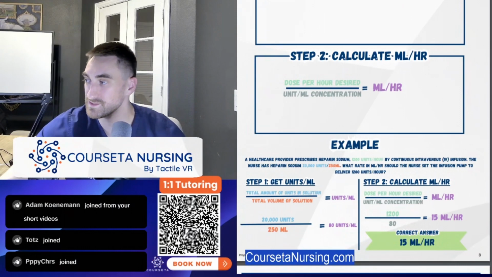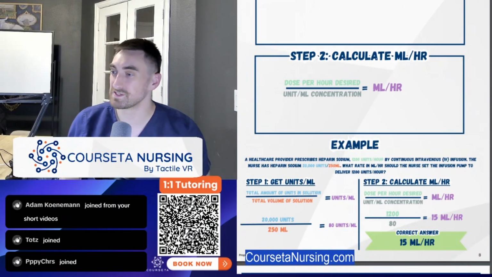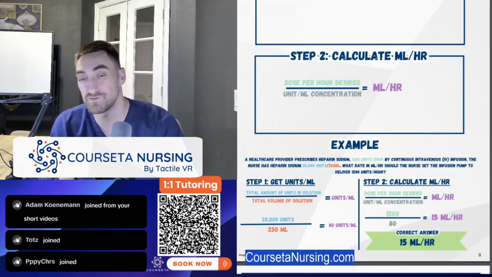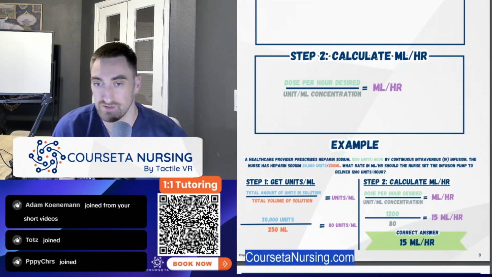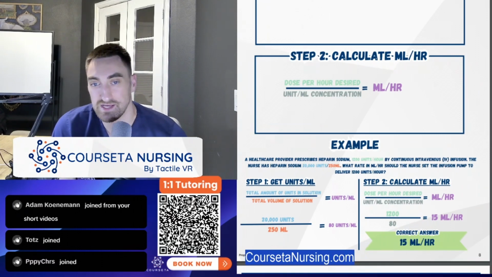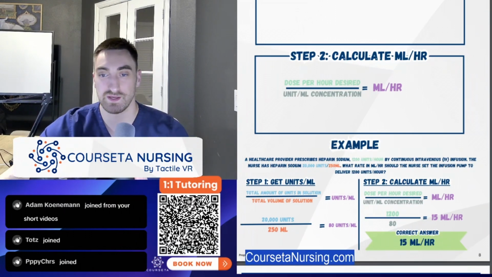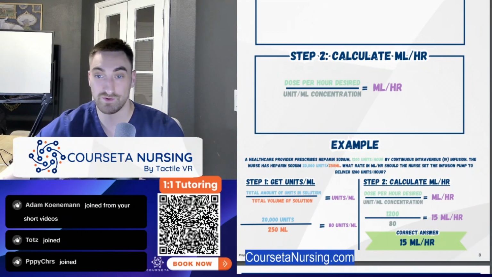So let's go ahead and use a practice problem. If you guys have any questions or if something doesn't make sense to you, please go ahead and drop it in the comments and I'll do my best to explain it for you. So a healthcare provider prescribes heparin sodium 1,200 units per hour by intravenous infusion. The nurse has heparin sodium 20,000 units per 250 mLs. What rate in mLs per hour should the nurse set the infusion pump to deliver 1,200 units per hour?